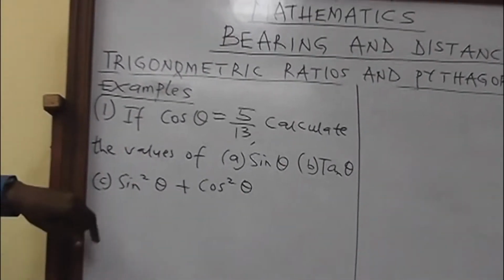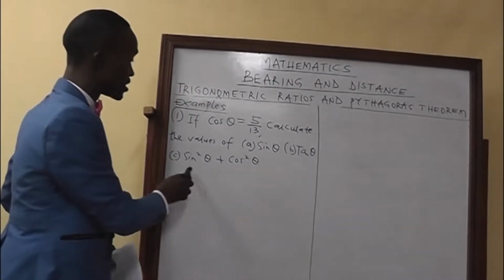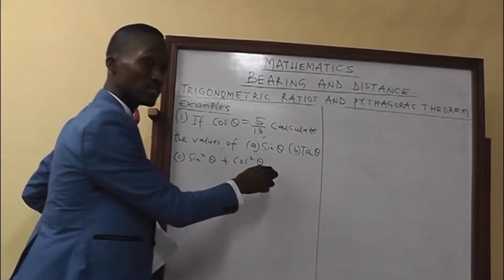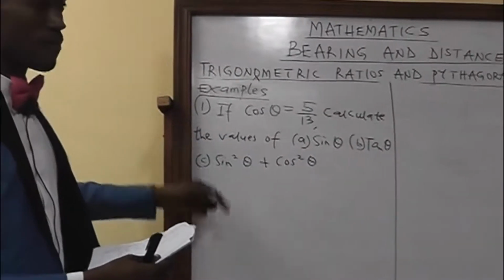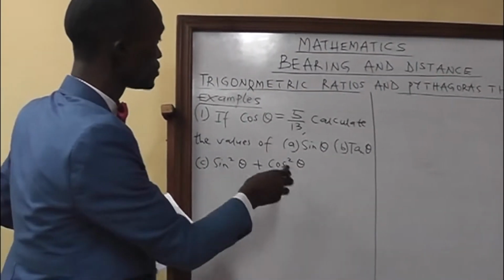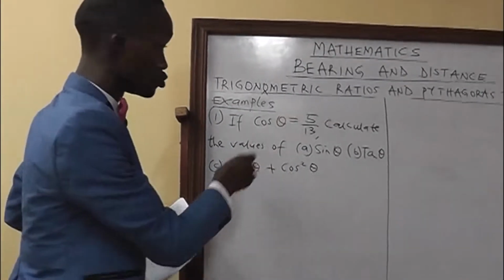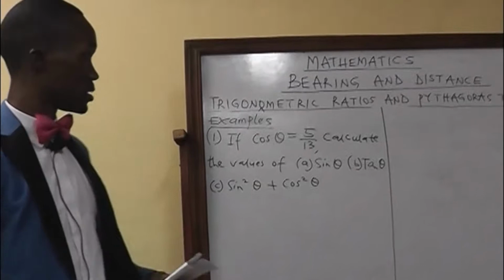If you look at this last one, I was able to derive something the other time that sin square theta plus cos square theta is equal to 1. I derived that one using alphabet. Now we've come to a place where we need to use numbers to show if sin square theta plus cos square theta is actually 1.